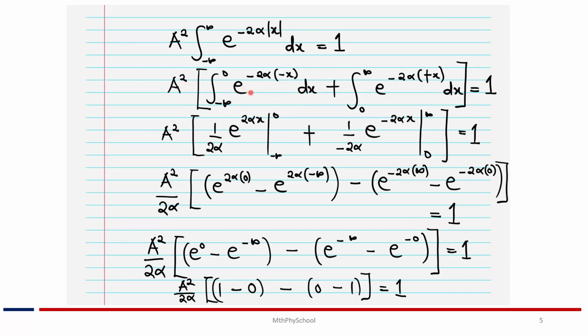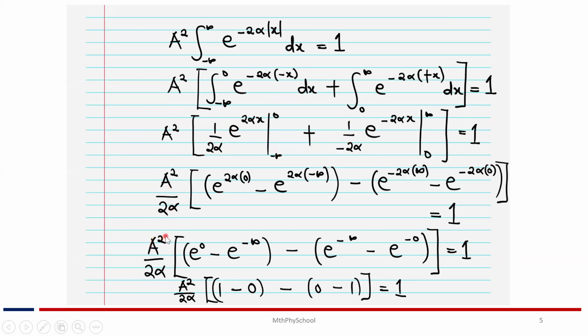Then we take the integral. A bit of calculus integration here would be useful. We integrate e to the power of 2 alpha x, and then we're going to have this expression as it is here. Now, at the end of the day, we'll have 1 over 2 alpha common to both terms here, and so we can factor it out.